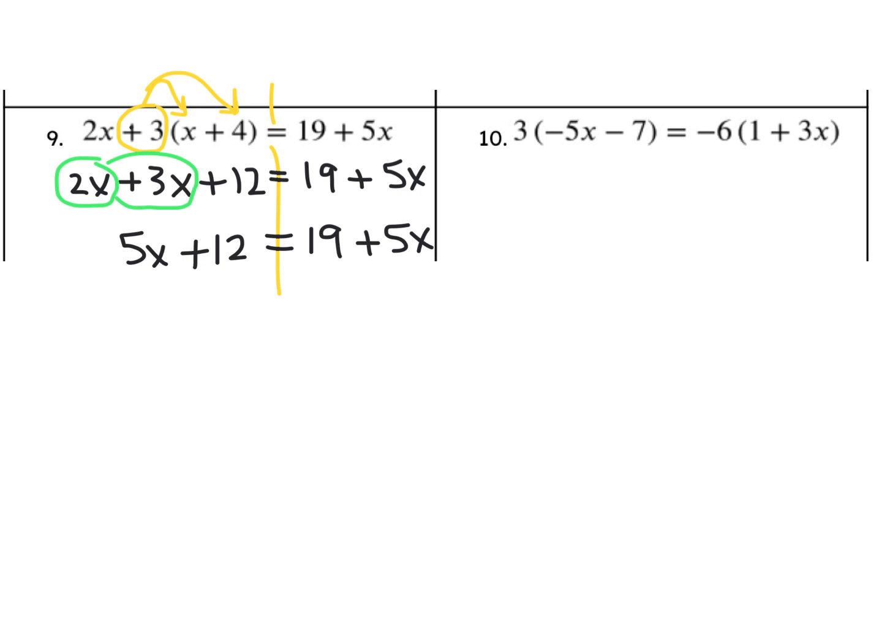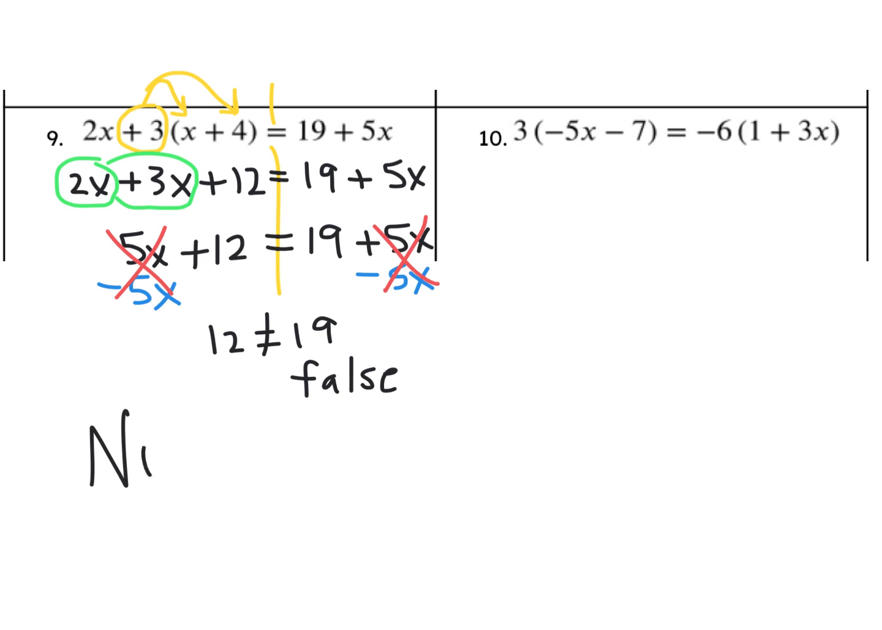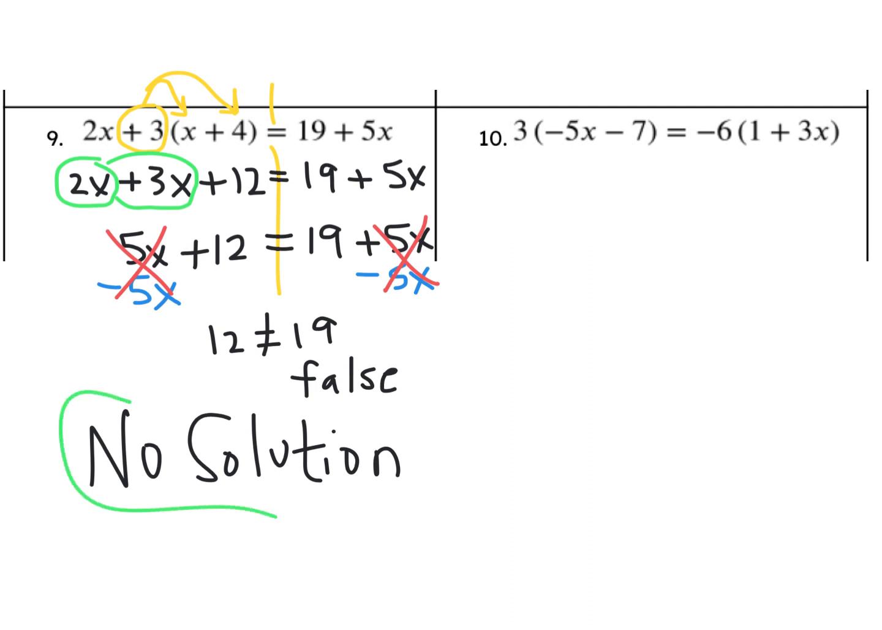So our next step is to get our letters together. So I'm going to subtract 5x on both sides, and then here's where that unusual thing happens. A plus 5x and a minus 5x, that becomes nothing, but it also becomes nothing over here. So we're left with 12 equals 19. Well, no, 12 does not equal 19. That is a false statement. And if we get a false statement, then we have a no solution equation. There is no solution for this equation.